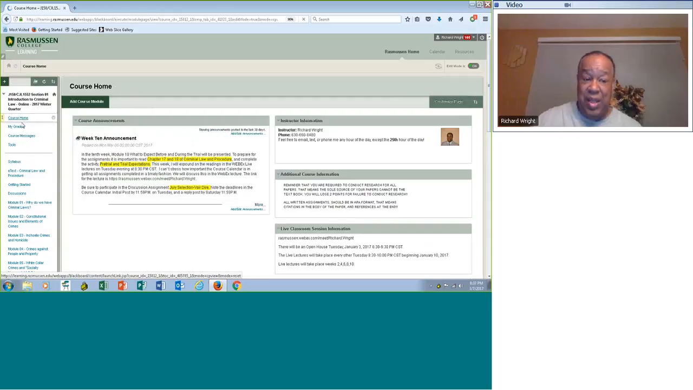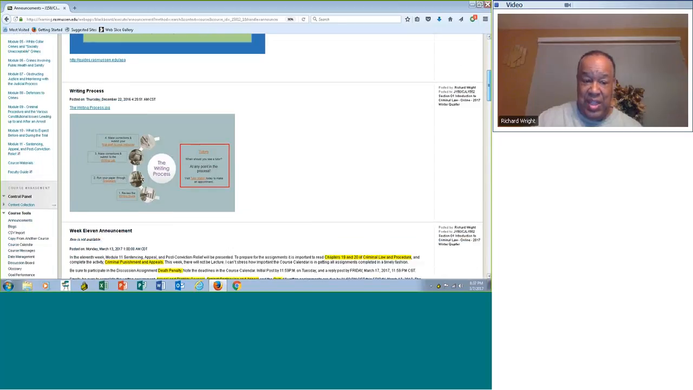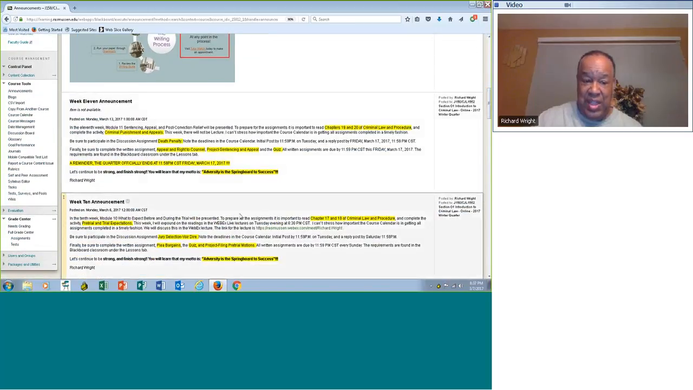Giving you a peek at week 11. You can't see it yet, but I'm telling you what it says. Notice it tells you your assignments, but it tells you the 17th. But look at what I have in yellow highlighted in all caps, a reminder. The quarter officially ends at 11:59 p.m. St. Patrick's Day, the 17th.